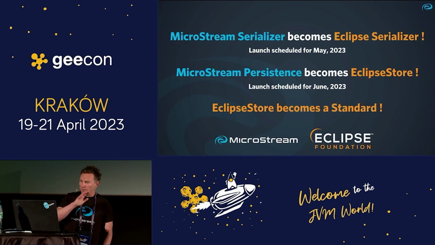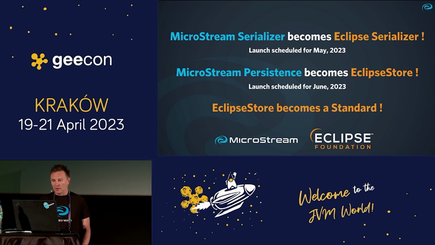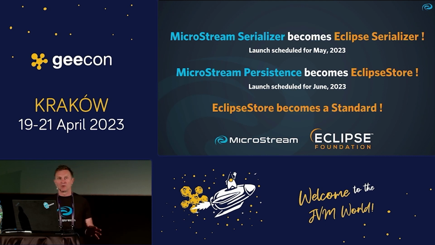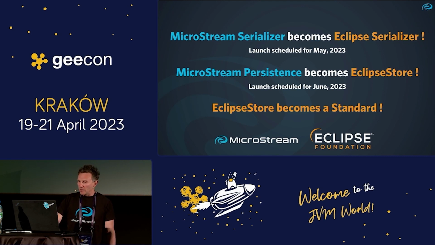It will be available soon. For now, you can find the project under EPL at microstream.one, with documentation, examples, and videos, and in some weeks we will have everything on EclipseStore.io. It also becomes a new standard, similar to the JPA standard, and then you can use this for free.